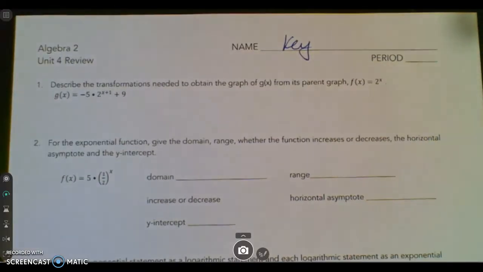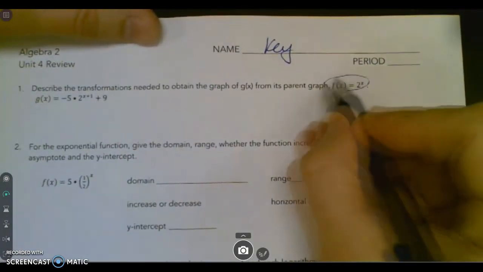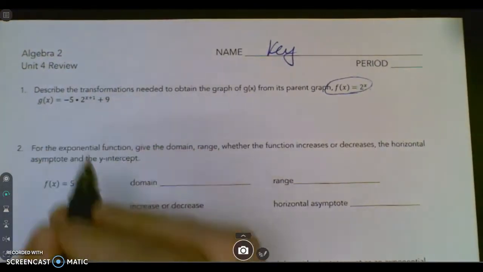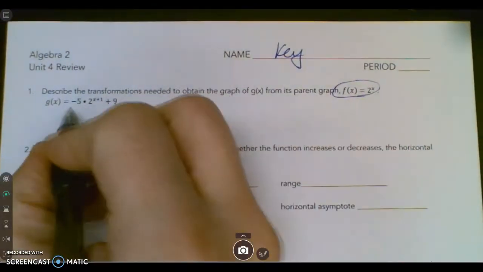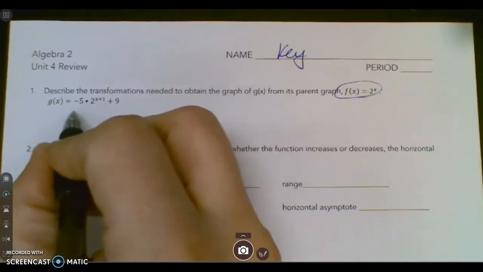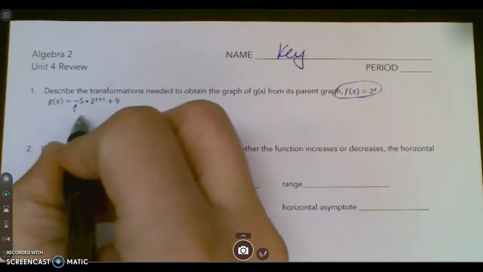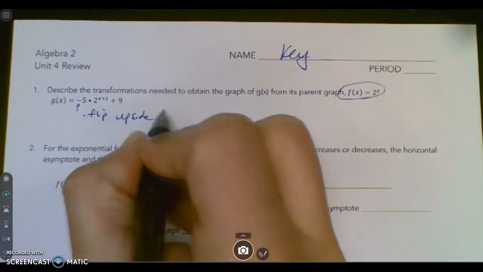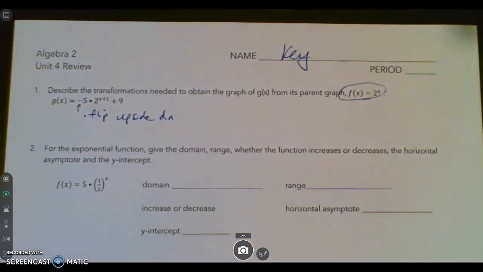Alright, so here's a review answer key. First thing, if the parent is 2 to the x, then describe all the transformations going on. So I'll kind of do it one at a time. This minus sign right here will flip upside down. That'll flip the whole graph upside down.